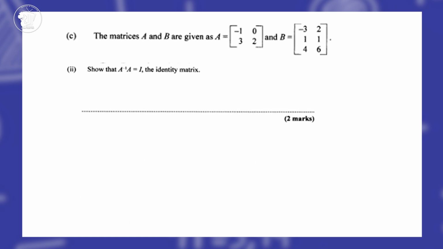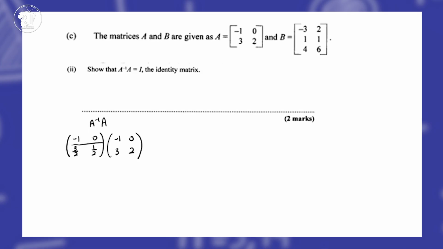So the next question says, we have the same set of matrices. They want us to show that A inverse multiplied by A is equal to the identity matrix. So let's remind ourselves what A inverse is. It's A inverse multiplied by A. We know A inverse would be negative 1, 0, 3 over 2, and 1 over 2, multiplied by A, which is negative 1, 0, 3, 2.